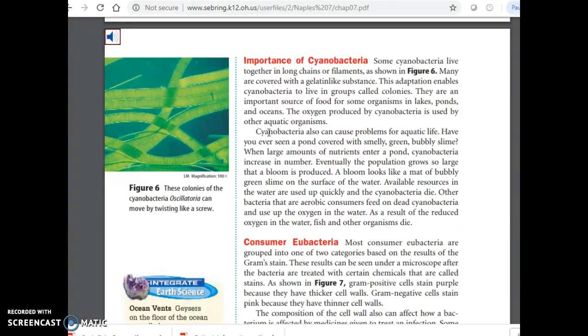And so the oxygen produced by cyanobacteria is usually used by other aquatic organisms.